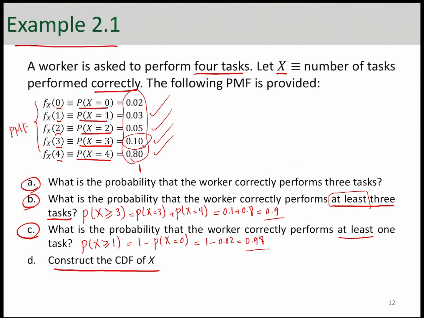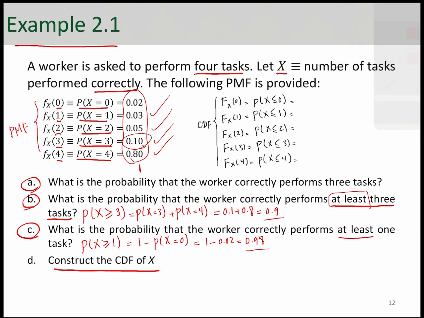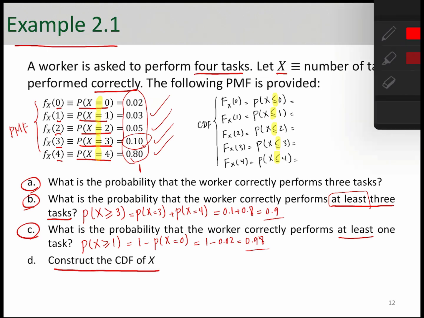So when we are constructing the CDF function, it's going to be a similar list, but it's going to have a different notation, capital F of x at 0 all the way to 4. What do they mean? It's probability of X less than or equal to 0 and probability of X less than or equal to 1. And again, I want to emphasize here that the main difference between CDF and PMF is the sign, right? Here we had equal to, but in CDF we have less than or equal.